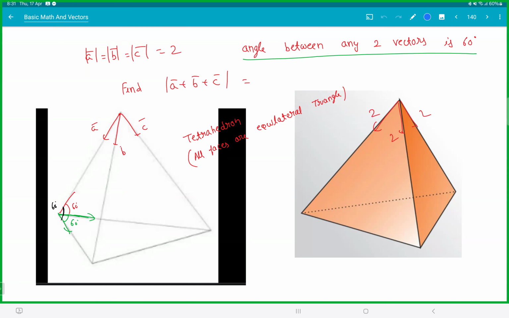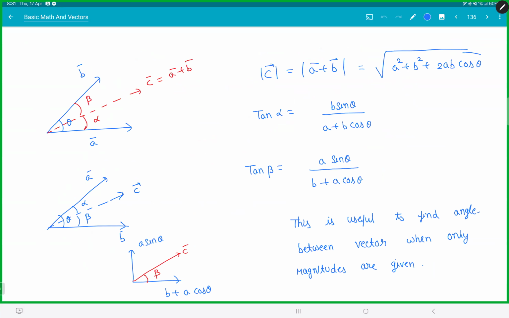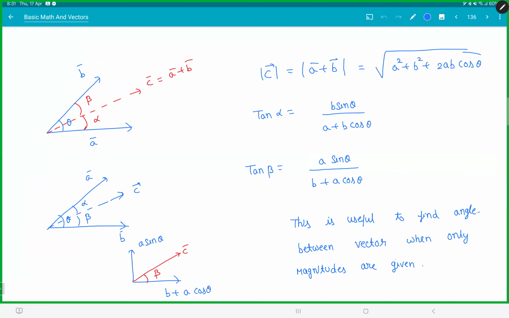So last class we finished the parallelogram law of vectors. What is the parallelogram law? If I give you two vectors, a bar and b bar, with an angle theta between them, the resultant is a bar plus b bar, and this is how we get the magnitude of that resultant vector. Clear? That's what we did last time.